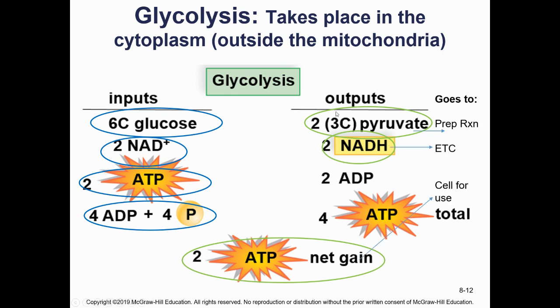What happens to those outputs from glycolysis? Well, these pyruvates go to the next step, the preparatory reaction. My taxicab carries the hydrogens to the electron transport chain. This is what the taxis do, go back and forth, drop off their hydrogen passengers at the electron transport chain, and then come back to pick up more hydrogens. And my net gain of 2 ATPs, they're available. The cell can now use those. It has energy to do work.